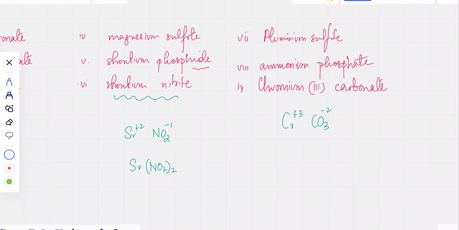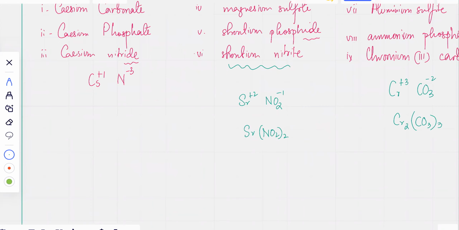And if you do crisscross, it's going to be Cr2, and CO3 would become thrice. Okay, is this clear? Yes, sir.